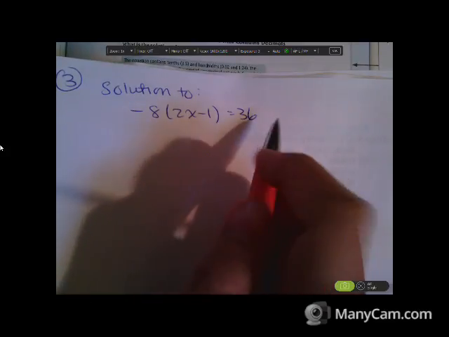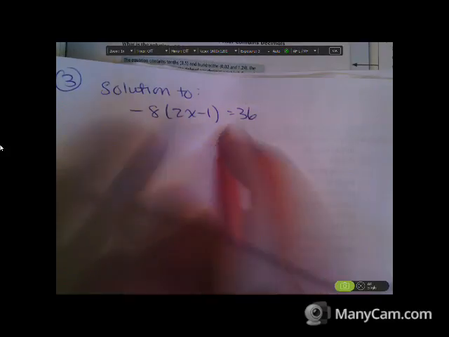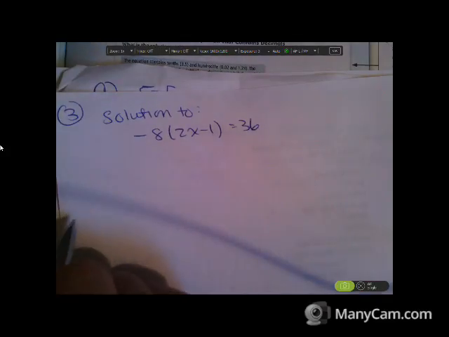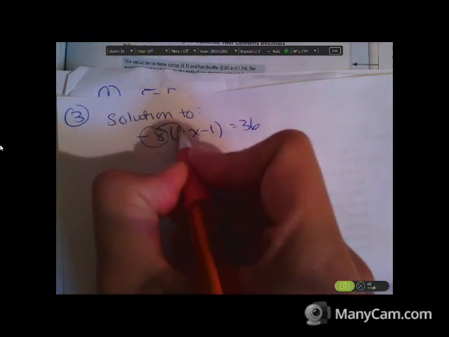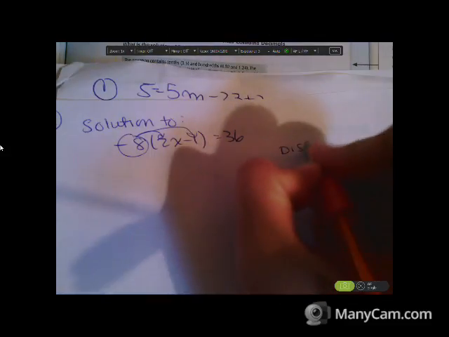Problem 3 asks you, what is the solution to 8 times the quantity of 2x minus 1 equals 36? So we're solving for x. So first what we want to do is I notice that I can use a distributive property. So I'm going to multiply 8 to both sides. So I'm going to distribute.